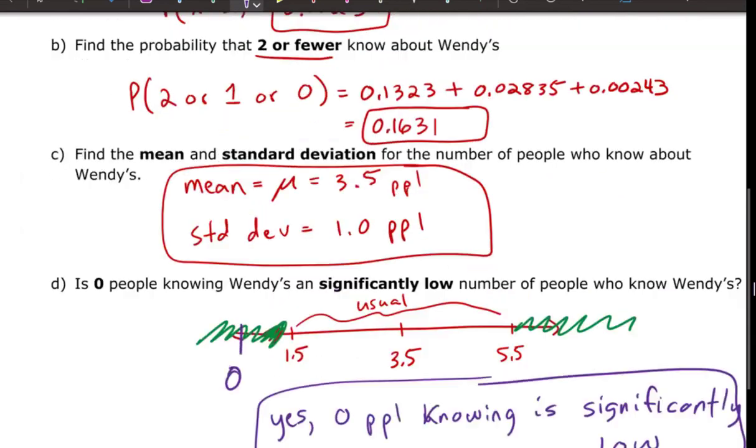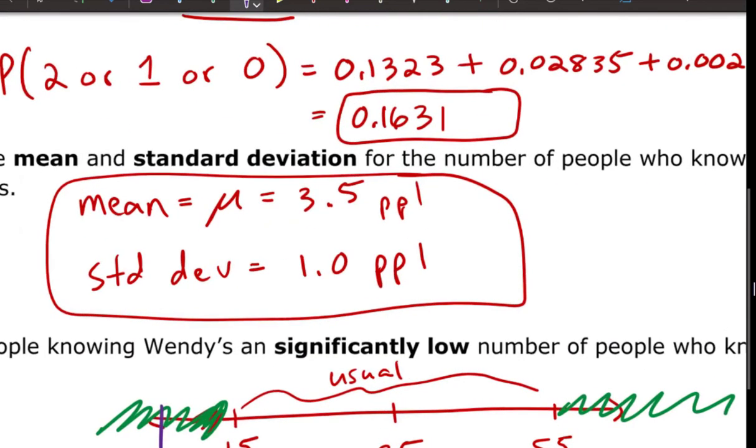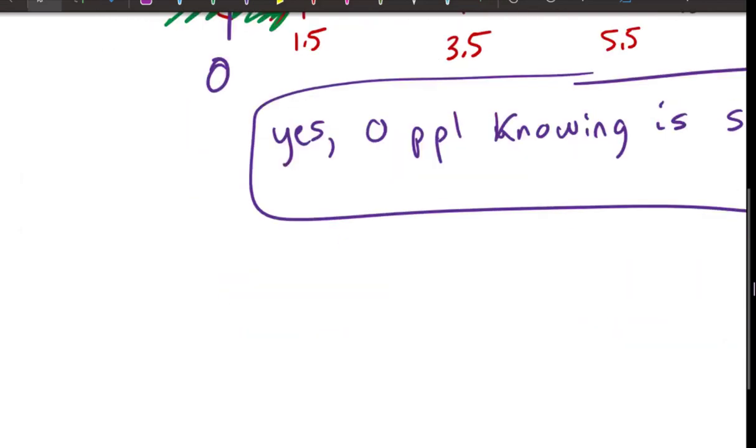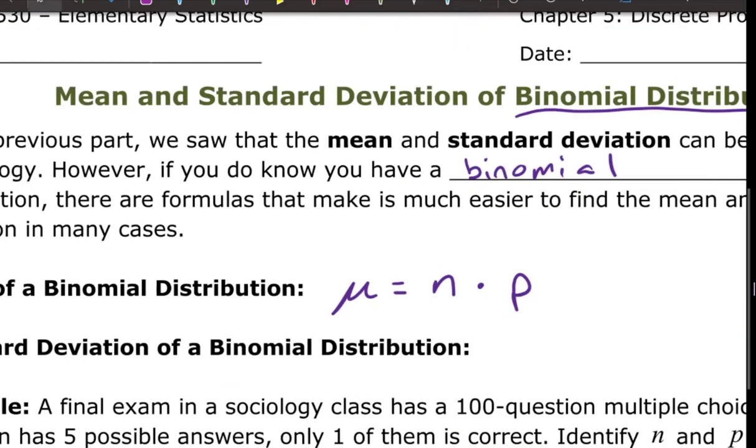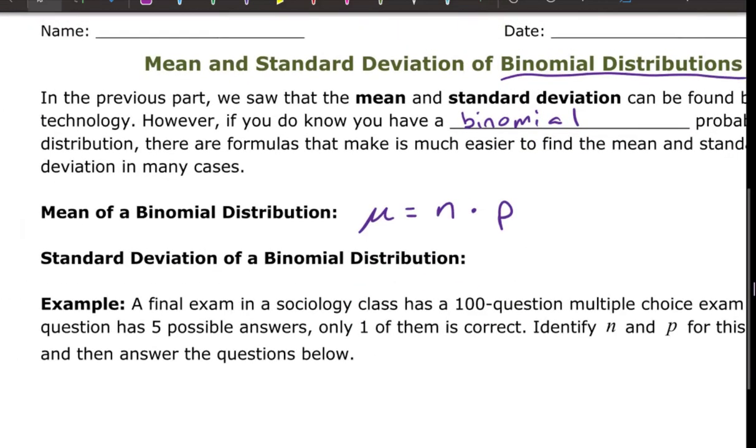We got the mean up here is 3.5. So let's say we take our calculator, the n is 5 and the p is 0.7. If you multiply 5 and 0.7, you end up getting 3.5. So the formula does indeed work. Just for binomials, though. It doesn't work for your everyday average probability distribution.